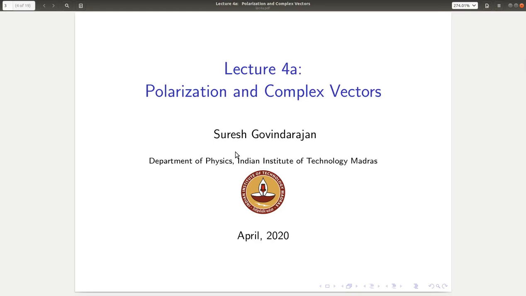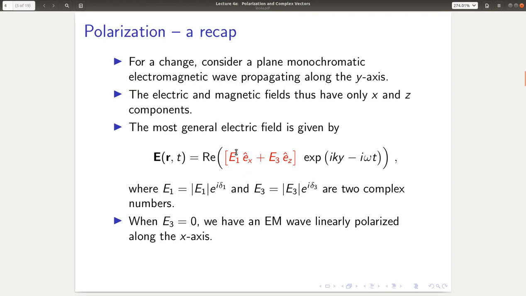So in this lecture, we'll be discussing polarization and complex vectors. So let's do a recap of what we learned from electromagnetic waves. And for a change, we will consider a plane monochromatic electromagnetic wave which is propagating along the y-axis.